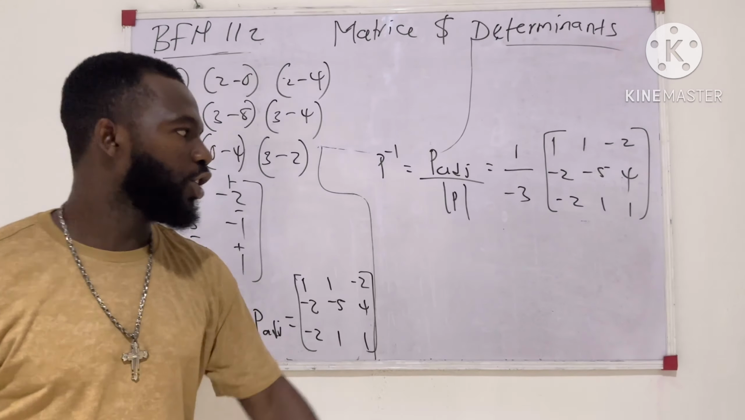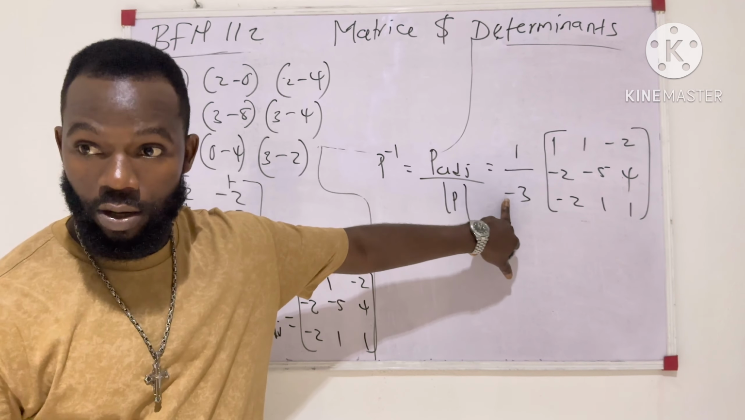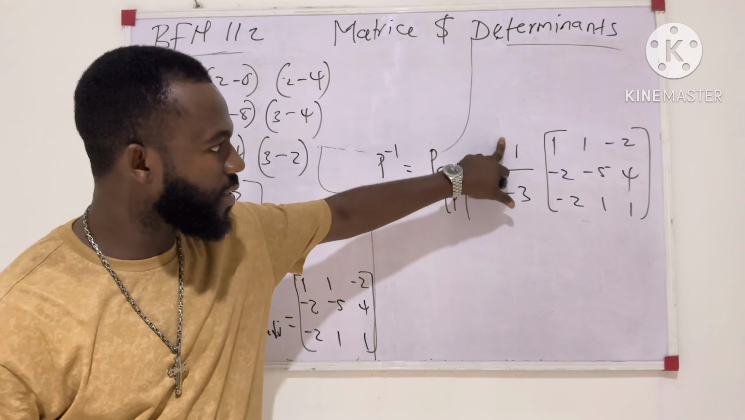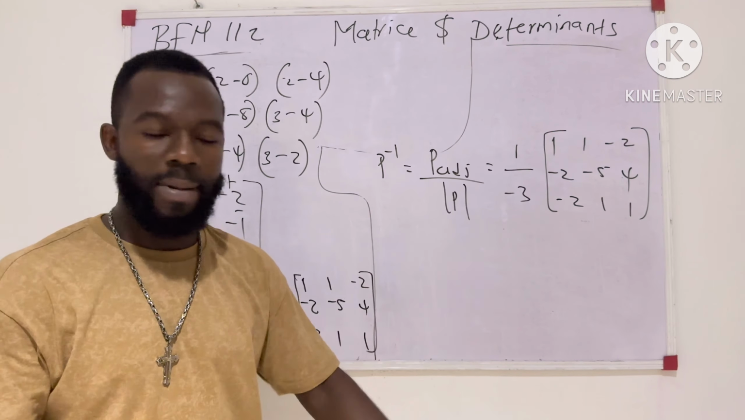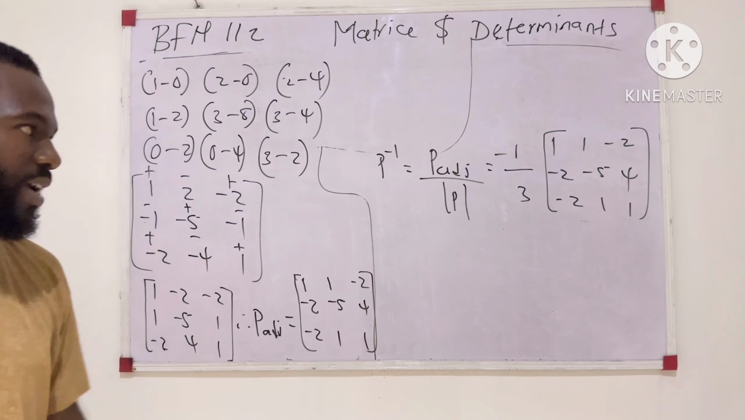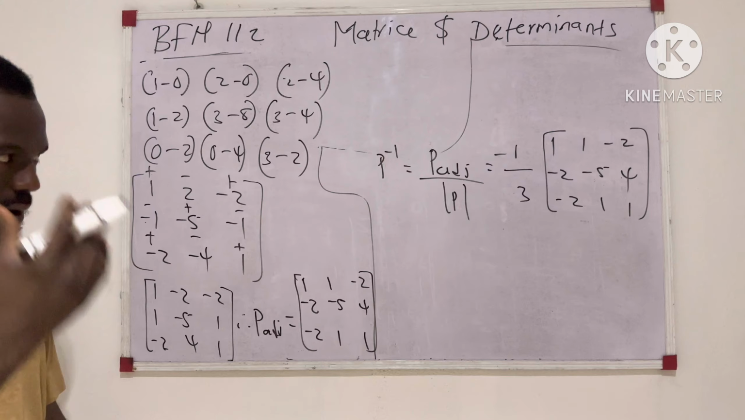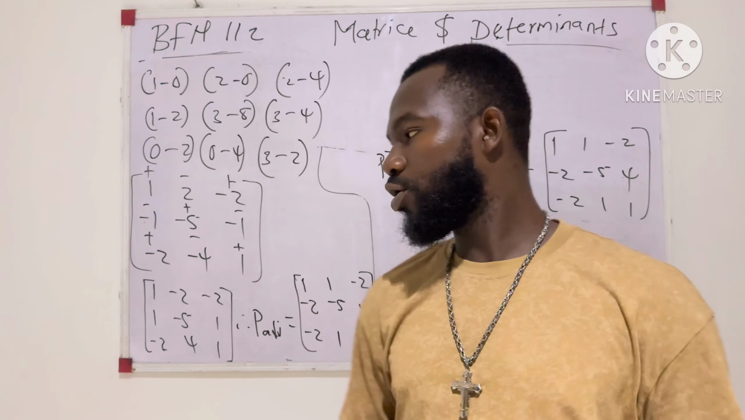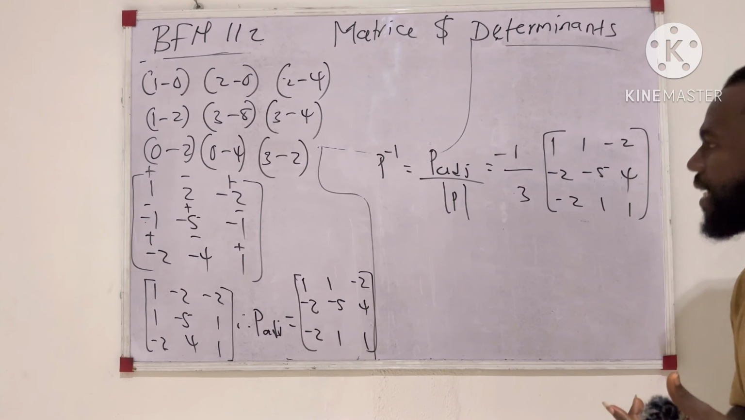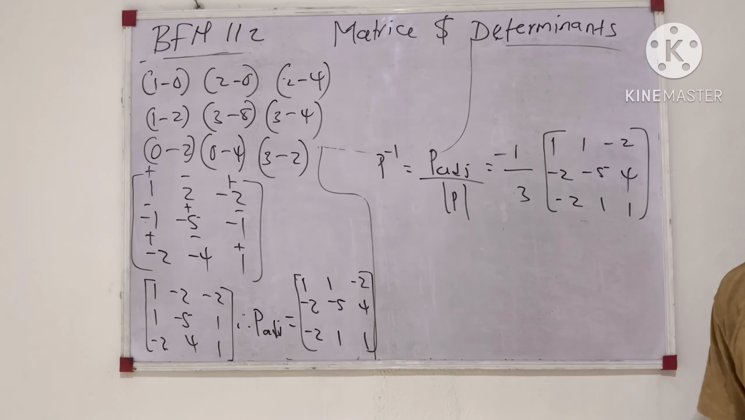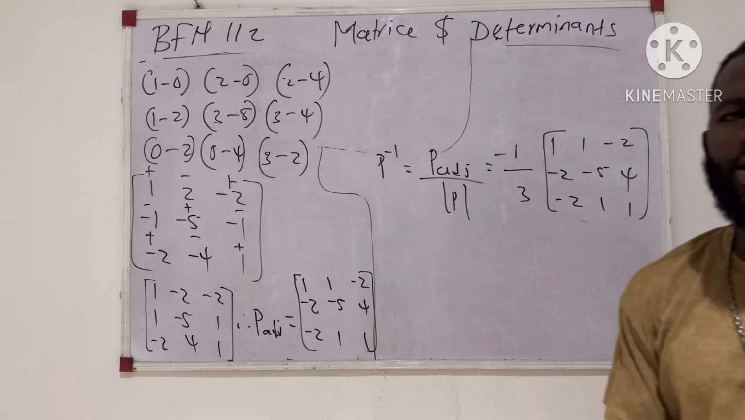Now, of course, you don't allow your denominator to carry a negative sign. So your minus sign divides the positive sign, which is at the numerator, to give us a minus sign. So therefore, our answer becomes minus 1 over 3 into the matrix of 1, 1, minus 2, minus 2, minus 5, 4, minus 2, 1, and 1. This becomes the inverse of the matrix.